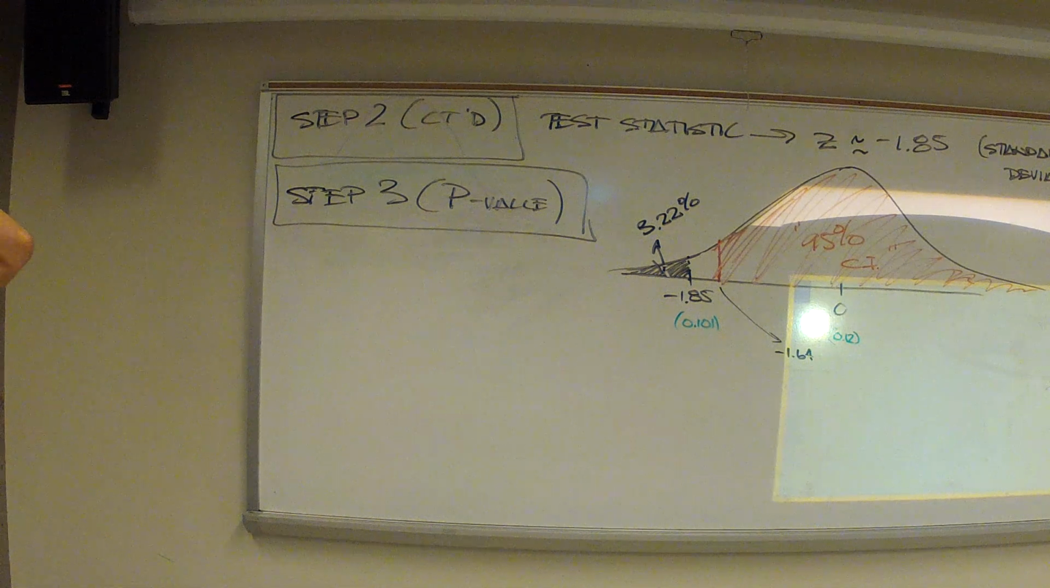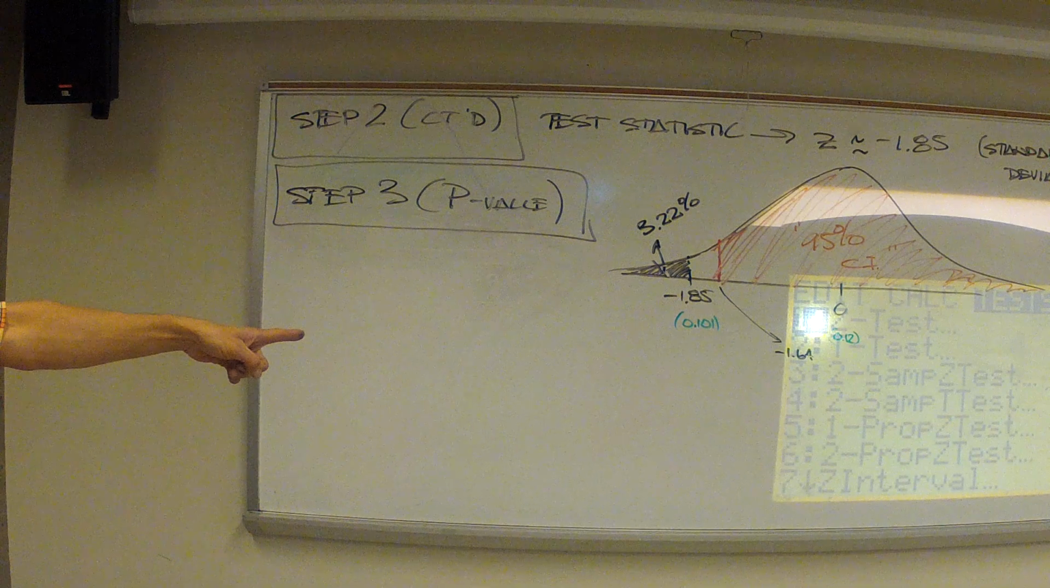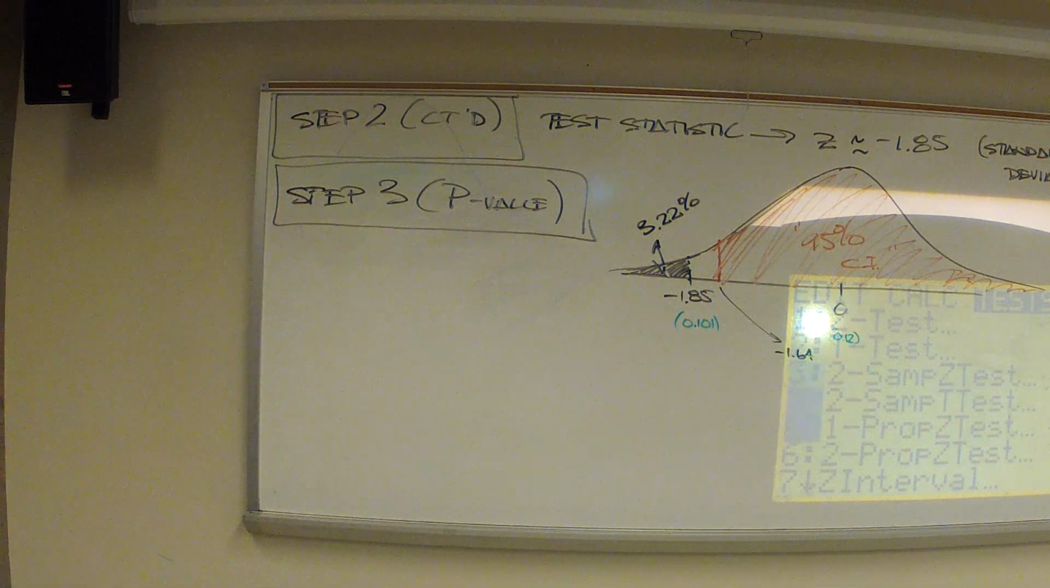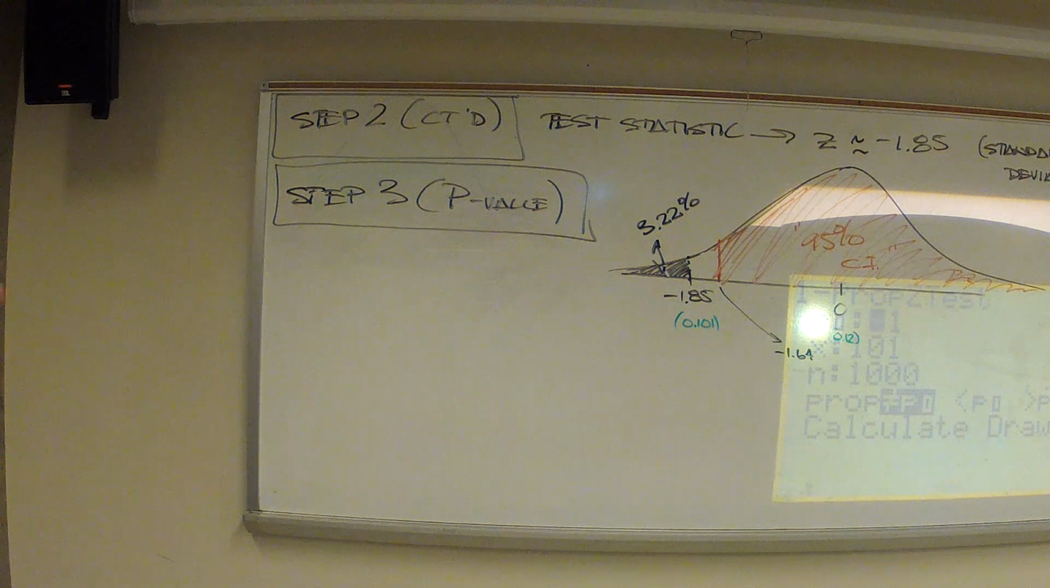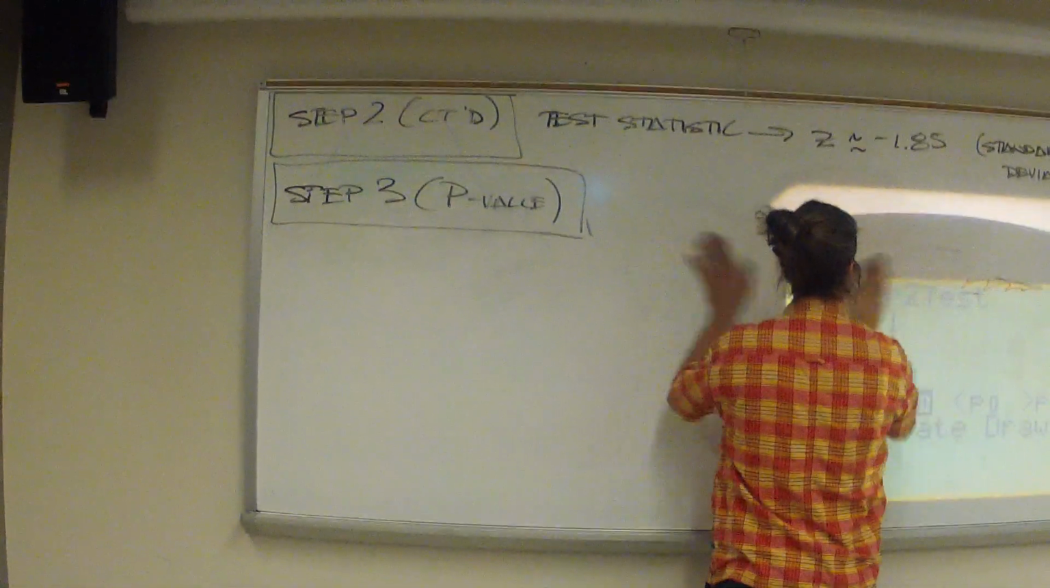Go back to your stat test screen. Remember how we had one prop z int for single proportion confidence intervals? We now have one prop z test, which is the same thing, but it's hypothesis testing instead. So I'm going to erase this curve. Number 5? It is number 5.